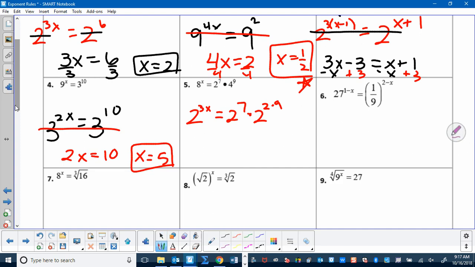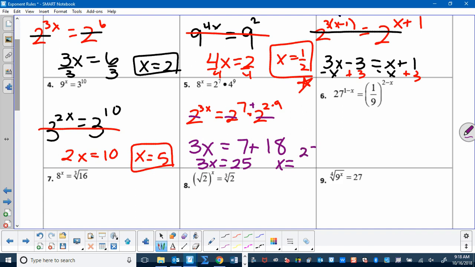When you multiply powers, what do you do with the exponents? You add them, right? So when you cancel out all of your 2's, it's 3x equals 7 plus, what's 2 times 9? 18. 7 plus 18 is 25. Divide by 3, that's weird. What happens? 25 thirds.